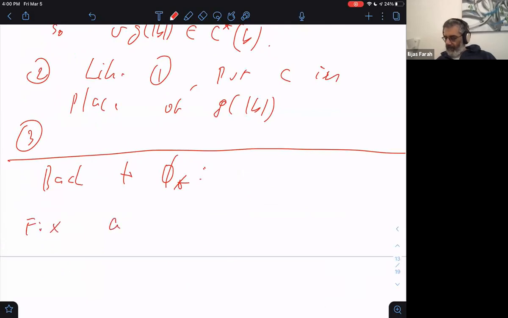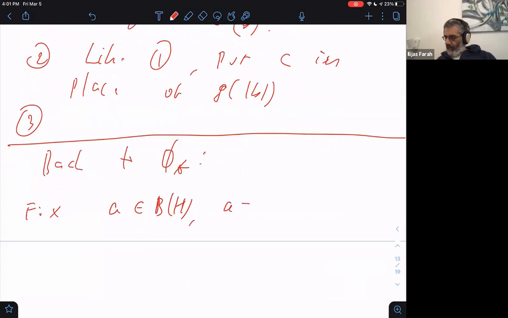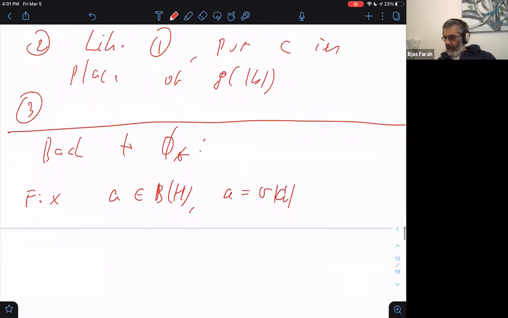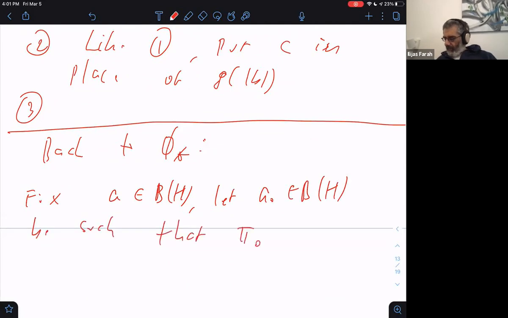Okay, so fix A in B of H. A is equal to V times the absolute value of A. Actually, I don't care about that. Sorry, I don't care about A. So let A0 in B of H be such that P of A0 is phi star of P of A.